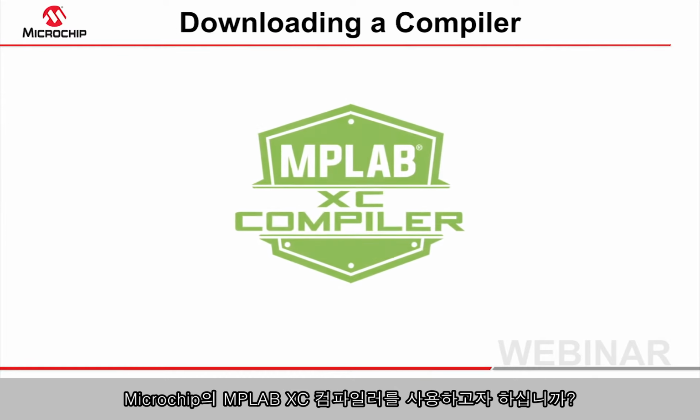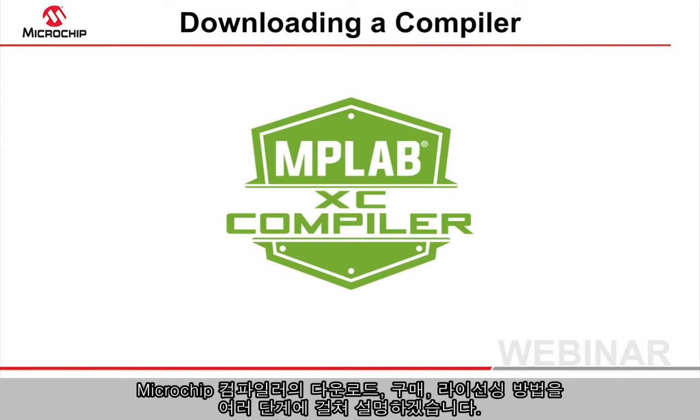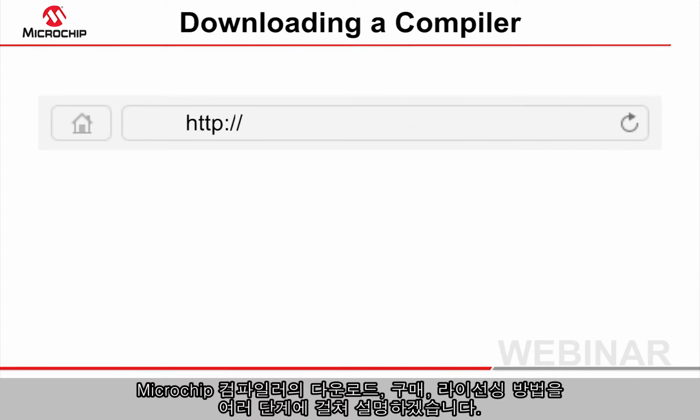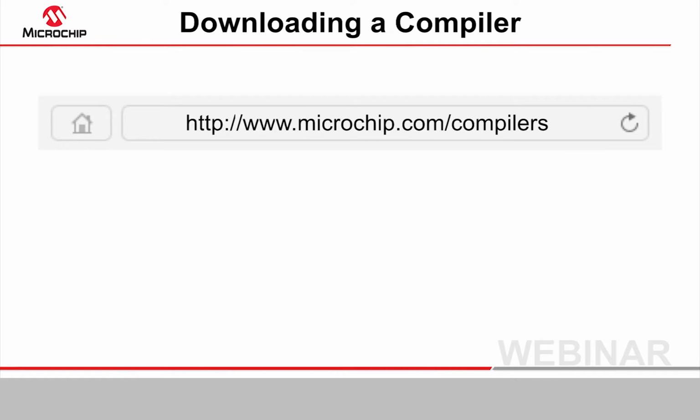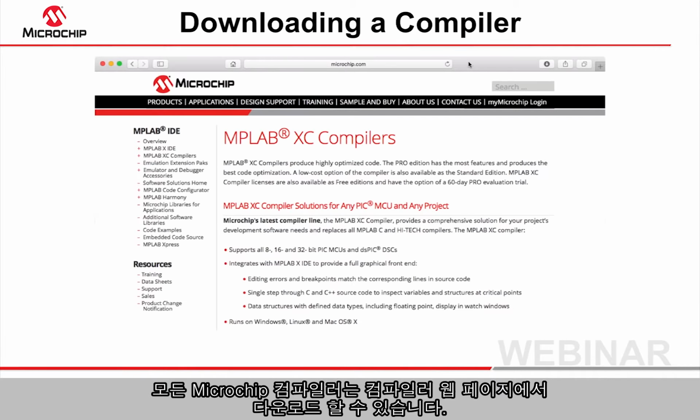So, you want to try one of Microchip's MPLAB XC C compilers. Here are the steps you can follow to download, purchase, and license a compiler. All Microchip compilers can be downloaded from the compiler's web page.